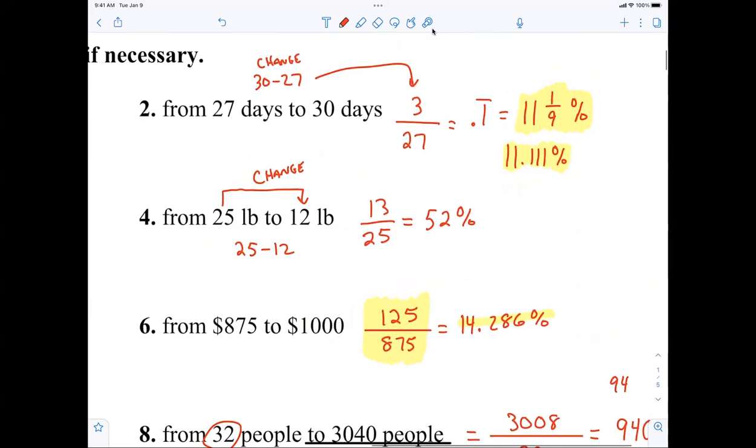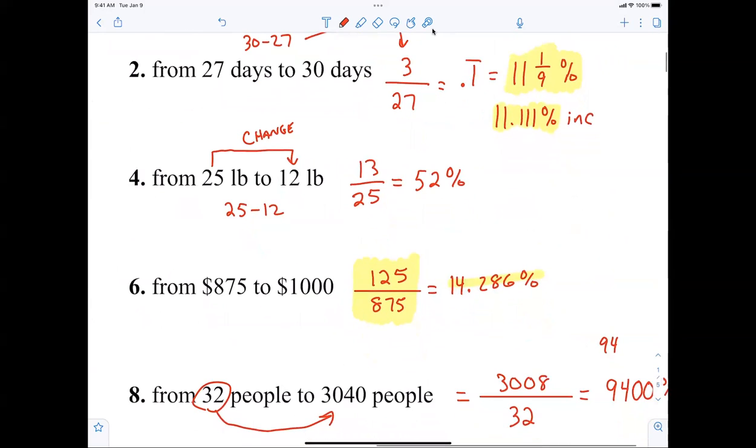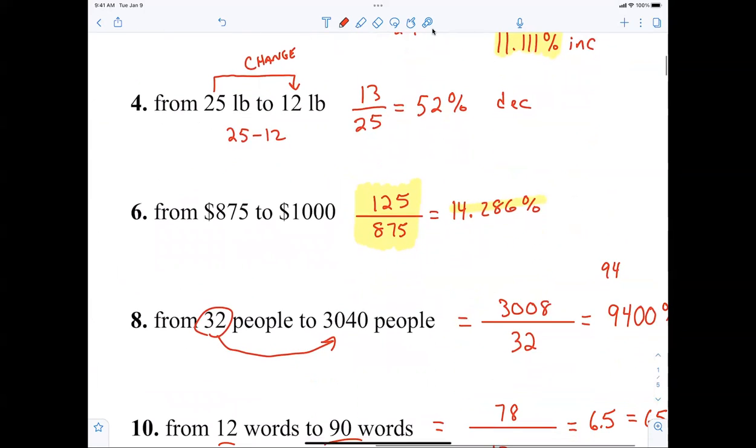Number 2, is that an increase or a decrease? Decrease. Increase. Right? Number 4, increase or decrease? Decrease. 6. Now, does everybody understand? I'm in a lot of trouble if you can't tell me if it's an increase or a decrease. Does everybody agree with me? I'm in trouble. You've got a lot more trouble than math if you can't tell me if it's an increase or a decrease.